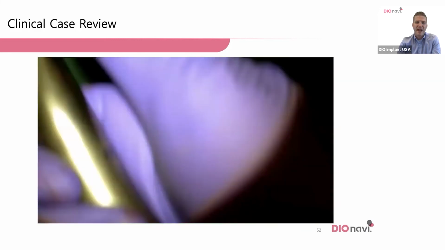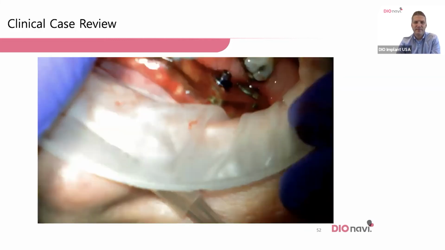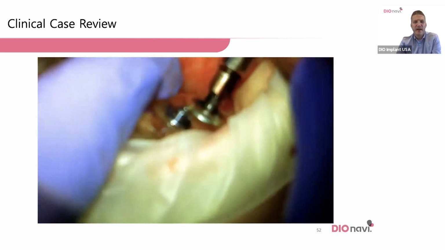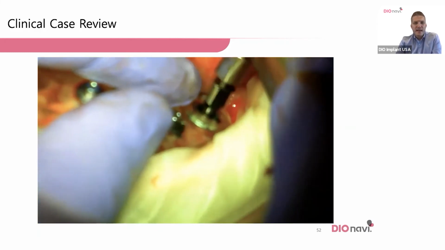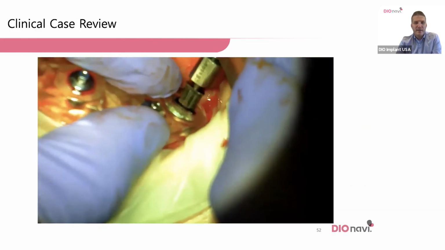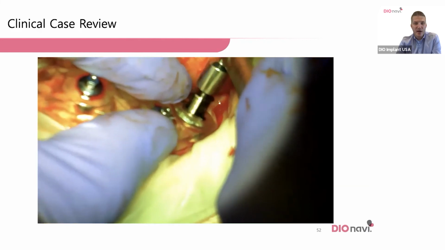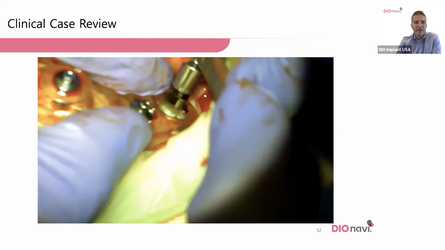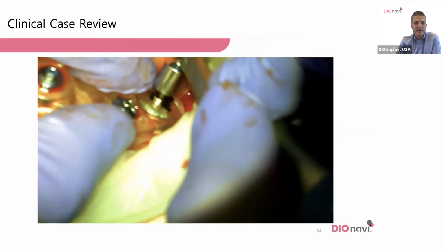This was a 5 by 8.5, I believe. It might have even been a 5.5. No, I think it's a 5 by 8.5. Sorry again that it's a little blurry there, but you see it going in. There are those little tabs at the top of that fixture driver. Those are depth stops. I want that to be flush with the surgical guide.